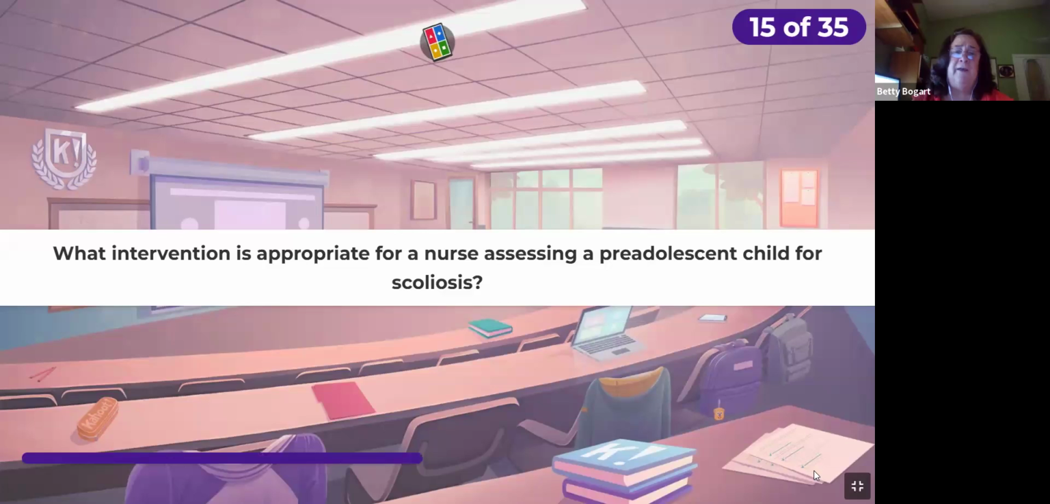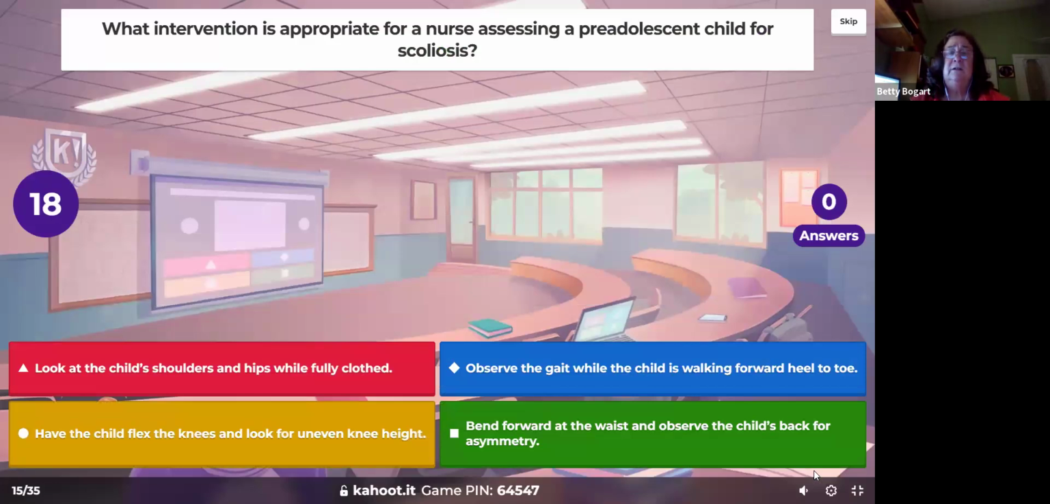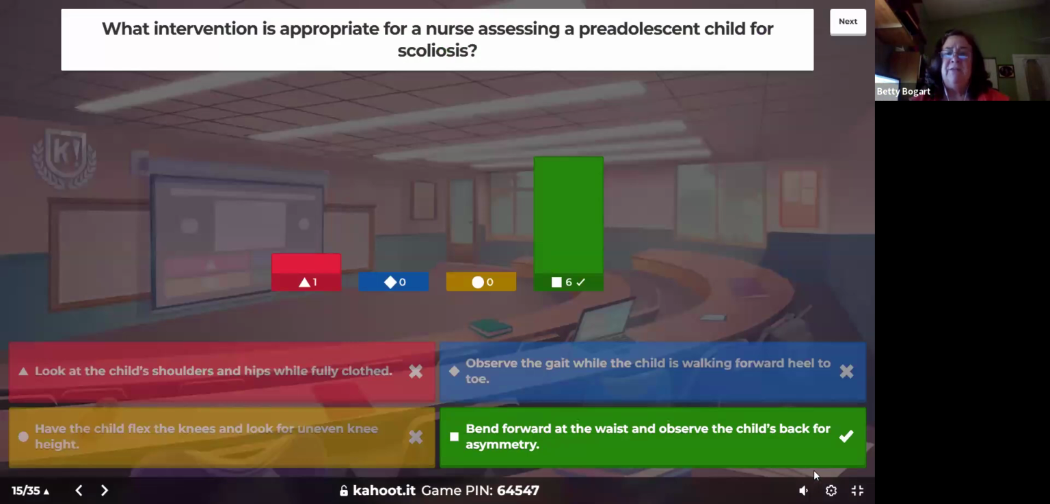What intervention is appropriate for a nurse assessing a pre-adolescent child for scoliosis? Remember, pre-adolescence is when they do that big growth spurt, 20 to 25% of their height. So it's pretty quick. So they bend forward, and you're going to see one arm longer, and you're going to see one shoulder or one hip is crooked, and that would be the telltale sign. We treat scoliosis with physical therapy and a brace usually. Sometimes it goes surgical, but mostly that will work.